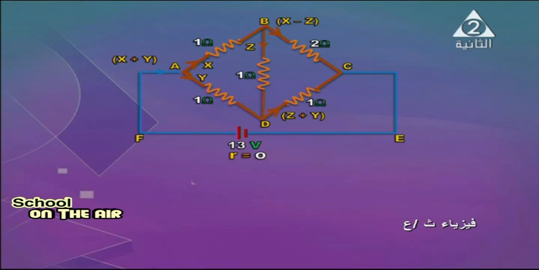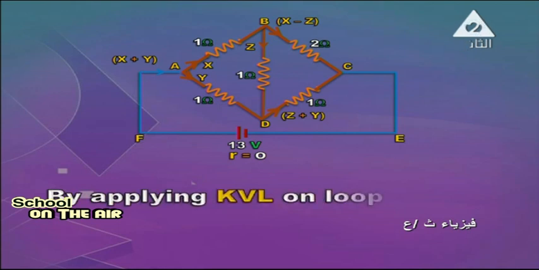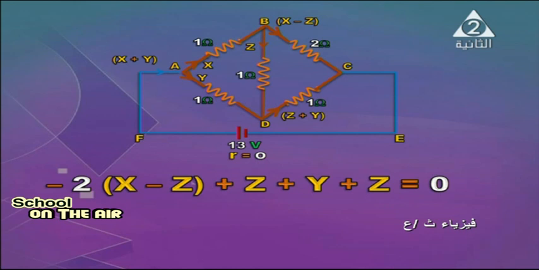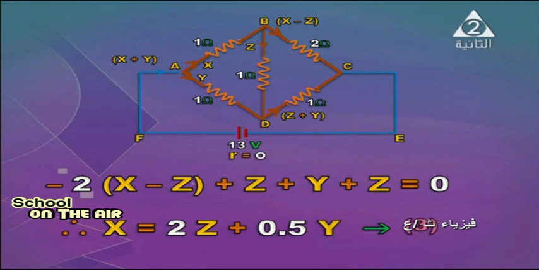Now I know it is a little bit difficult, but please be patient. By applying Kirchhoff's voltage law on loop B, C, D, B, negative 2 times the current X minus Z, plus Z plus Y, because we are going against the current, all equal to 0. We rearrange it, so X equals Z plus half Y.